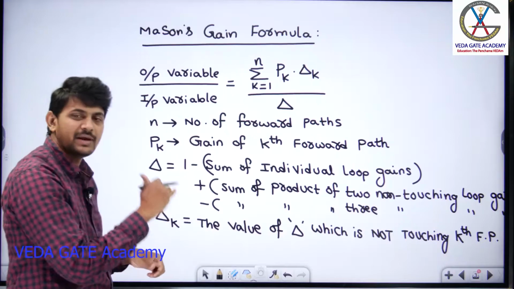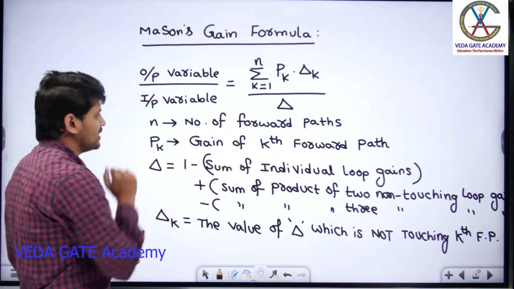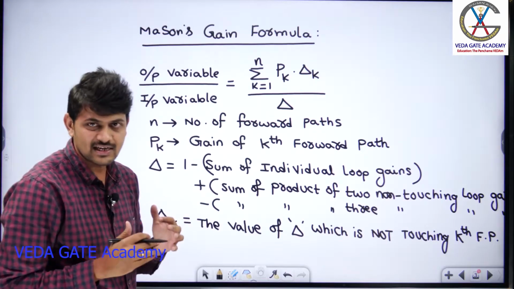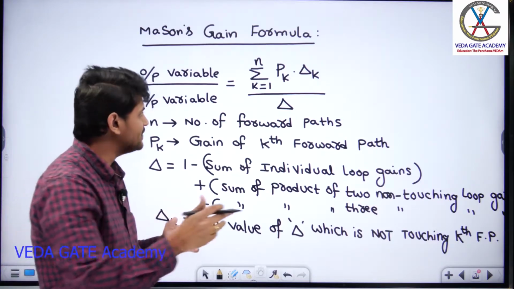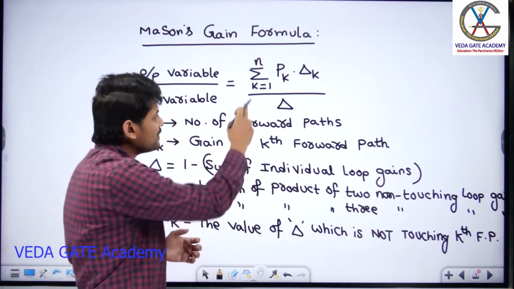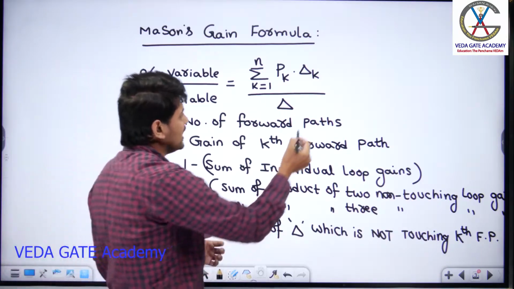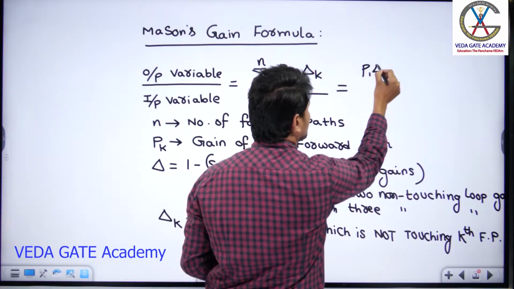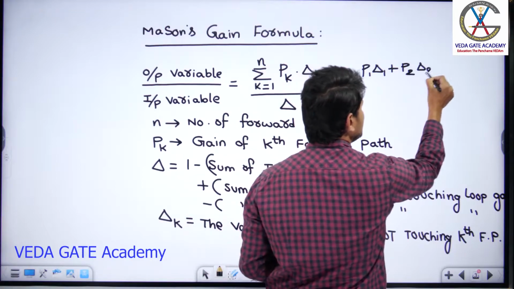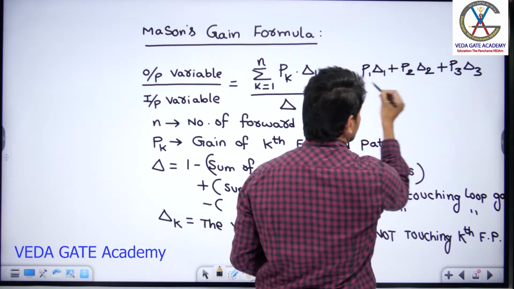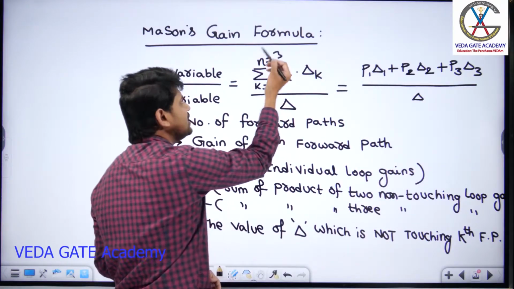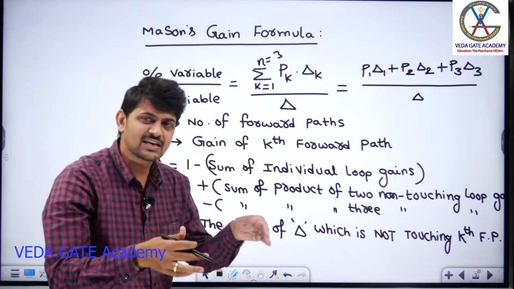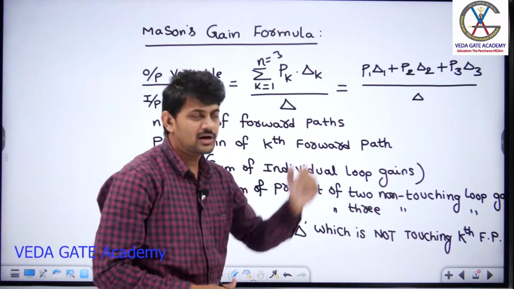Here, the meaning of the terms in this formula: first, n is nothing but the number of forward paths. For suppose in a given signal flow graph I get the number of forward paths as 3, then n equals 3. If I expand this formula, I get P1 delta 1 plus P2 delta 2 plus P3 delta 3 divided by delta. Am I correct or not? Because if I consider n equal to 3 and expand the summation, I get this. So based on the number of forward paths of a given signal flow graph or block diagram, I can expand the numerator in this manner.